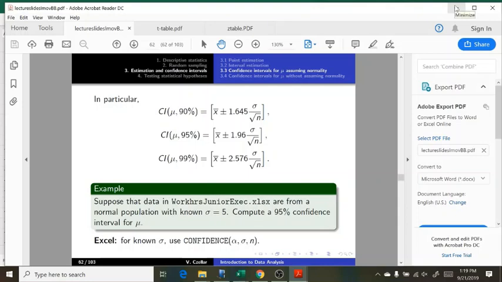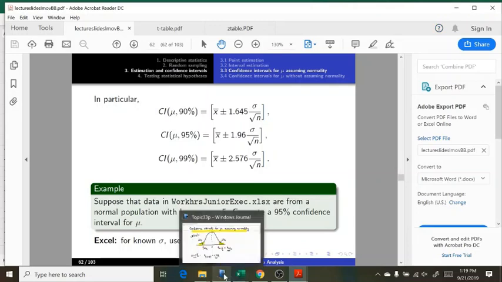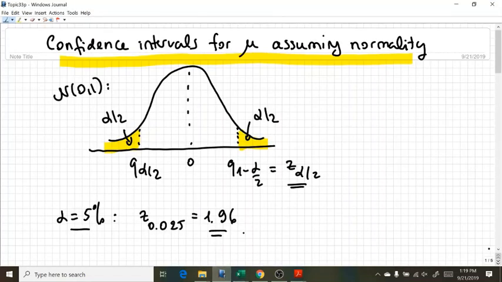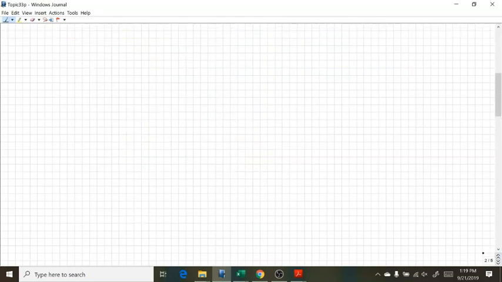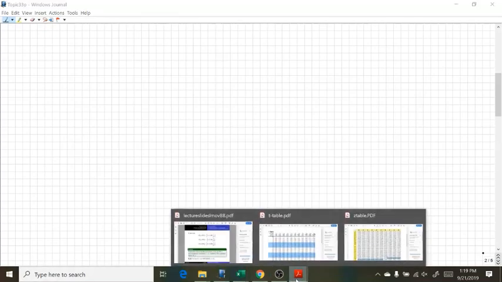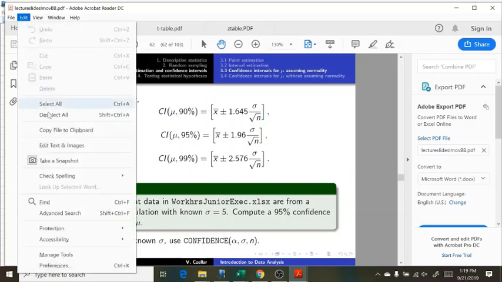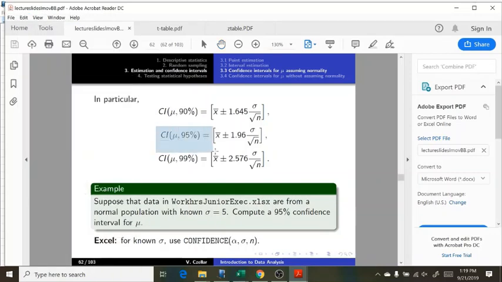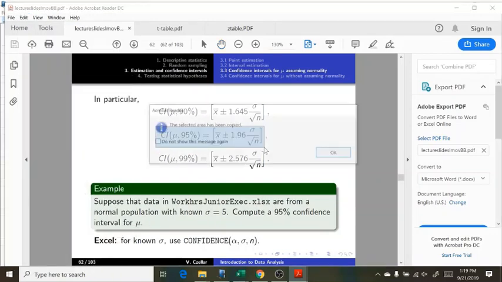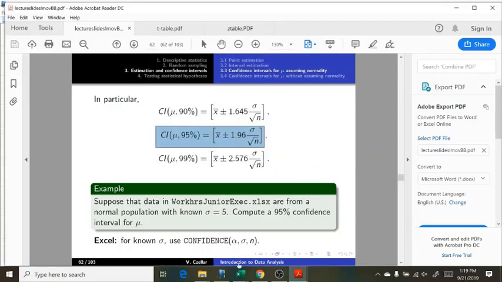And we will do it both with Excel and without Excel. So let's start this time by doing it by hand using a z-table, right? So here it is. I would like to apply this formula here, right? Let me take a snapshot. I would like to calculate this, right?